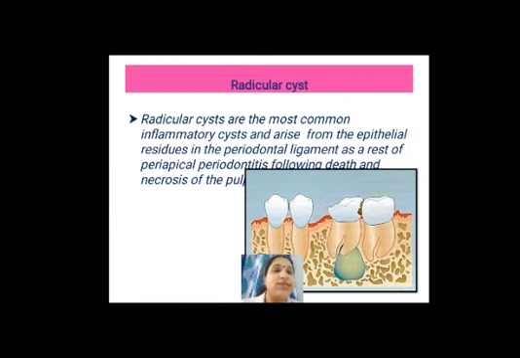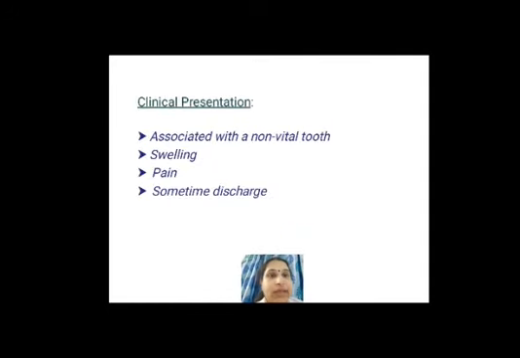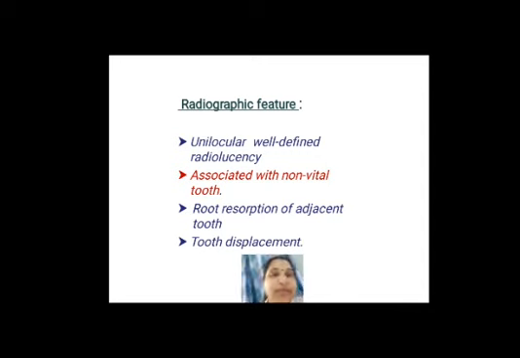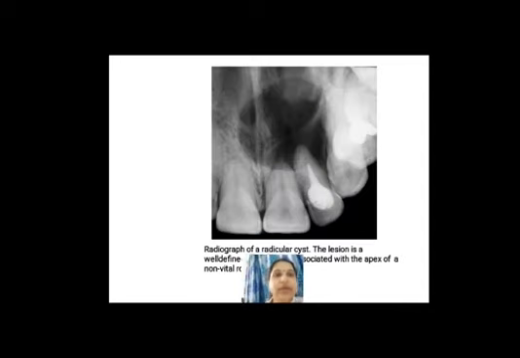Among inflammatory cysts, the most common example, as we all know, is the radicular cyst, also called periapical cyst. It is associated with a carious non-vital tooth and is very common in the 3rd, 4th and 5th decades of life. Pain and swelling will be there, and a unilocular radiolucency will be seen. This picture depicts a non-vital tooth associated with the radicular cyst.